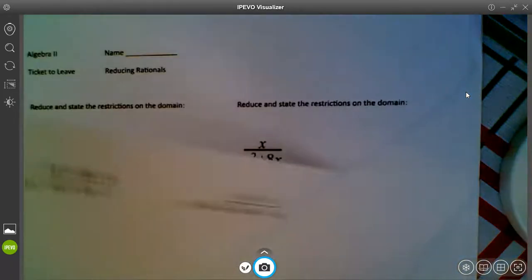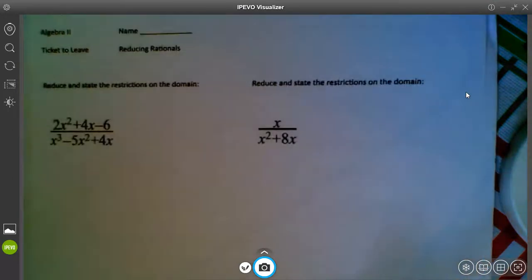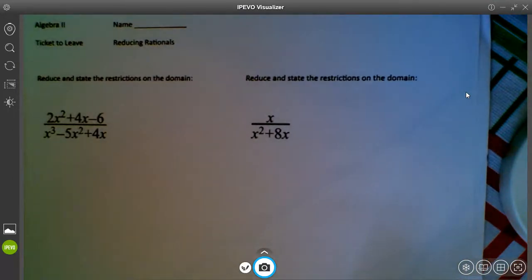So now we're going to end this lesson with a ticket to leave. So here's 2 problems I want you to complete for your ticket to leave, so I know that you understood this lesson.